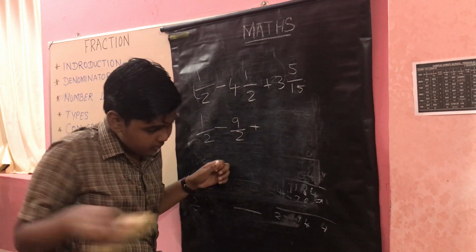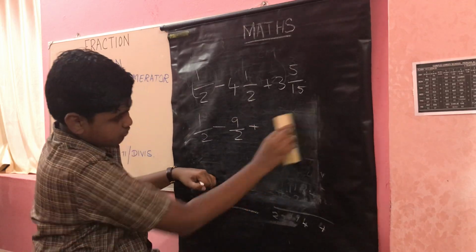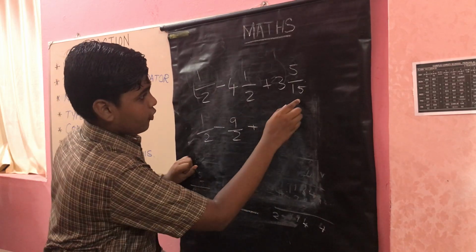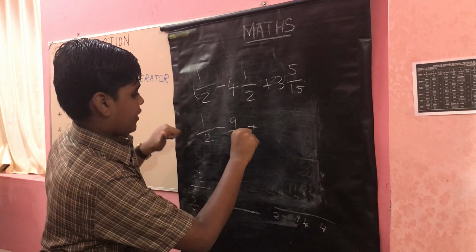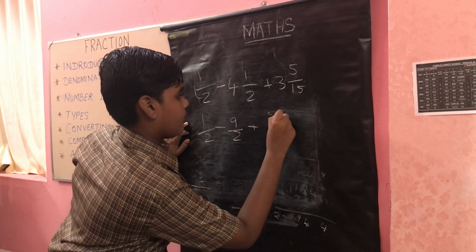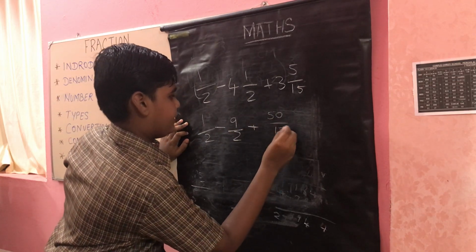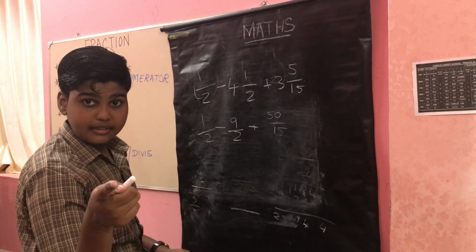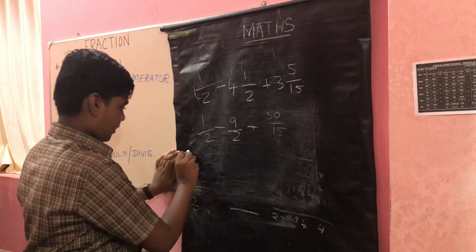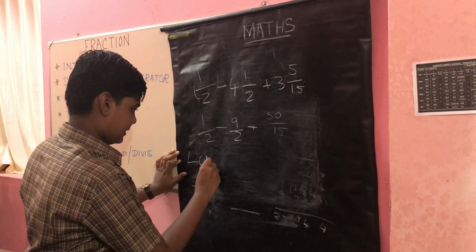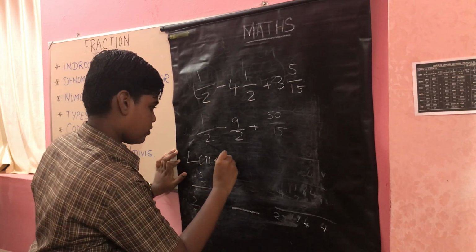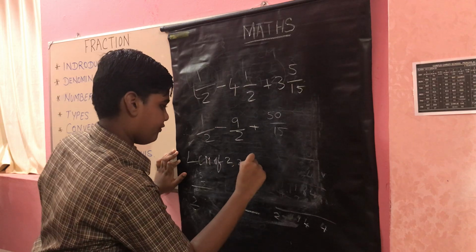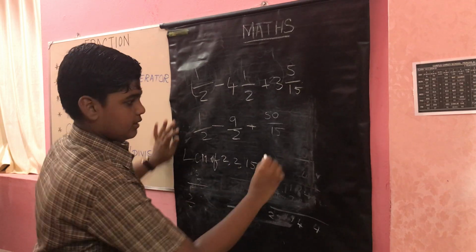Just wait a minute. So what are 15 3s? 45 plus 5 is 50, 50 by 15. So now we are going to solve this. What's the method I told you? LCM. LCM of 2 and 15. I'll find it here.